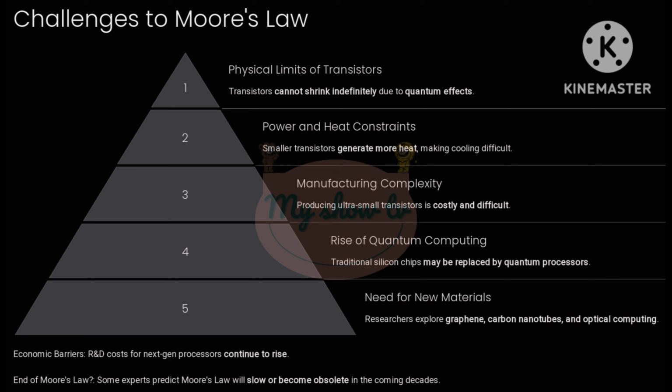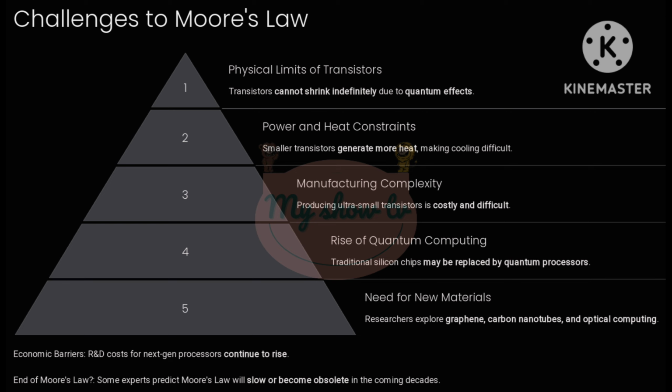The industry is approaching the 1 nanometer threshold, where electron leakage becomes problematic. 2. Power and heat constraints. The smaller the transistor, the more heat is generated. Efficient cooling methods must be developed to sustain performance. 3. Manufacturing complexity. Extreme ultraviolet lithography (EUV) is required to fabricate modern chips, making production more expensive. Only a few companies, such as TSMC, Intel, and Samsung, can afford the advanced technology required.